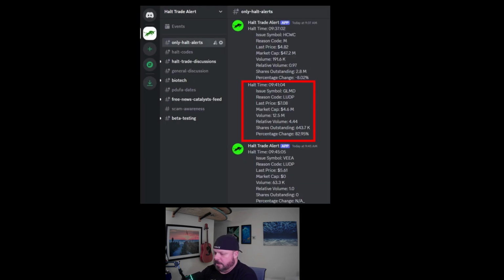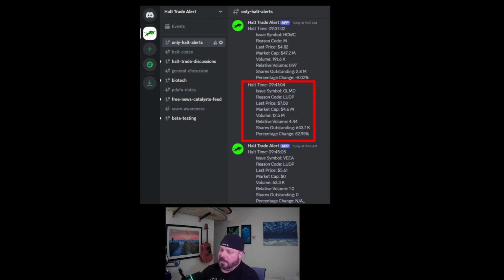So going back to this example, GLMD, here was the alert that was sent out at 9:41 a.m. Once you get that alert, you can look at the characterizations of it and be like, you know what, I want to check it out. A lot of alerts that you get throughout the day, you're just going to immediately dismiss. That's why the alert grabs other information, such as market cap, volume, and shares outstanding, so that you can get the alert, look at it, and dismiss it immediately. Or you can be like, you know what, I want to look at this a little bit further.